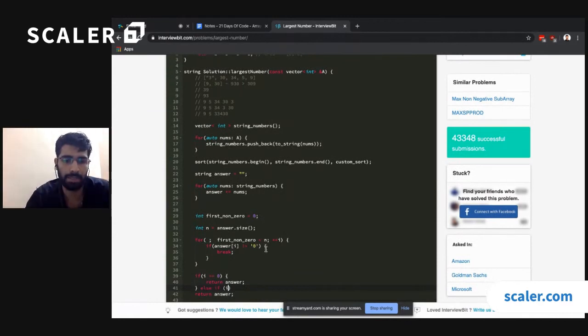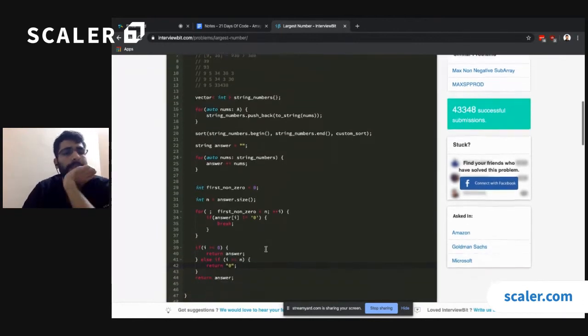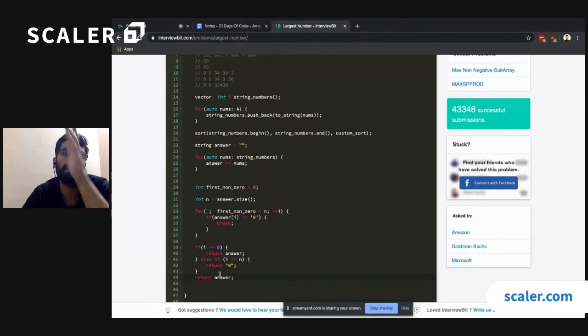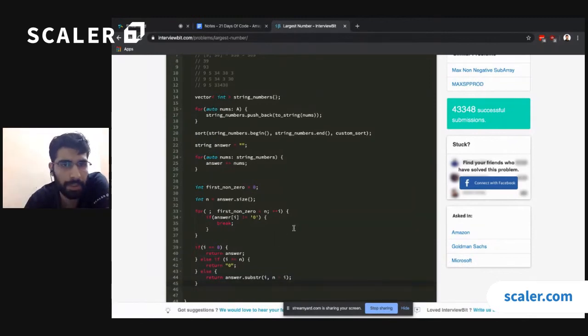Else if i equals n, this means everything was zero, right? If it was everything zero, then the answer is zero, so I can just return zero. Else I have to return the substring of answer from the ith digit. So I will say return answer dot substring i, and the length of the substring will be n minus i. Okay, so this should work if I don't have any issues.